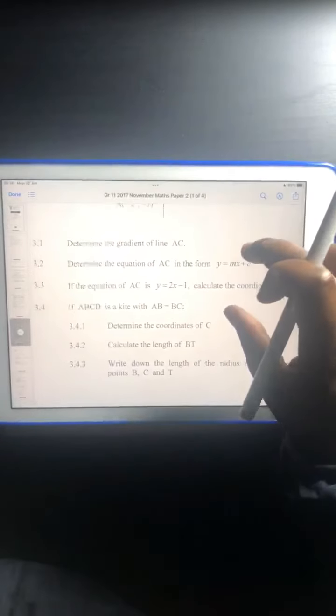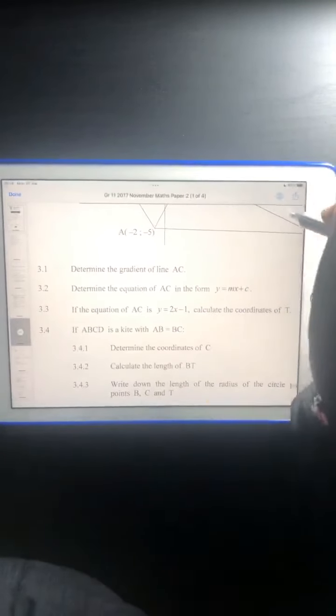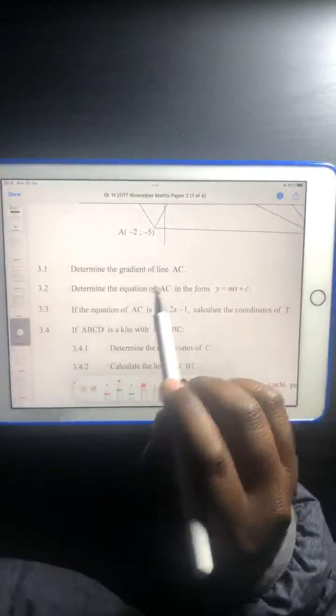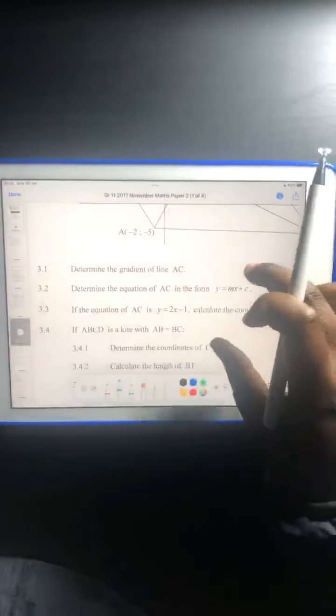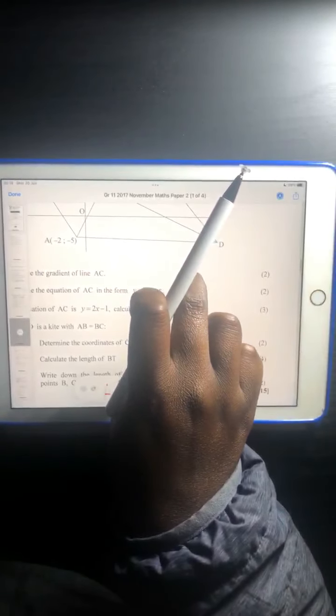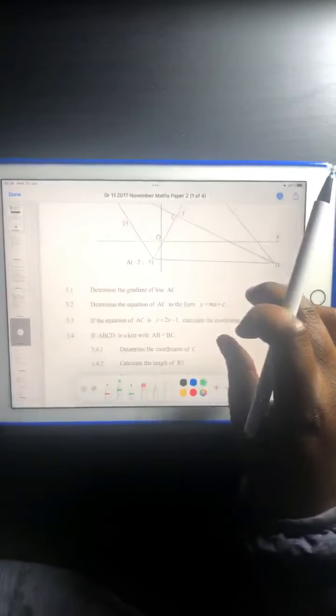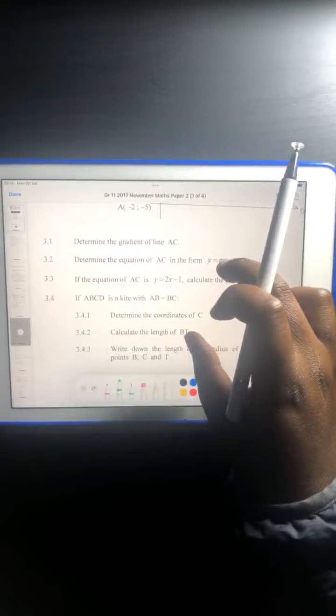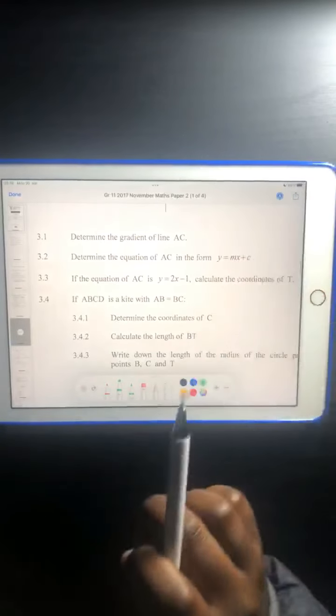Okay. So let's see. The first question there, it says determine the gradient of line AC. Can you see? And this question, okay, no, it's fine. Let's not worry that much about the mark. So it's 2, 2, 3, 2, 4, 2. Okay. So the examiners, they are saying determine the gradient of line AC.